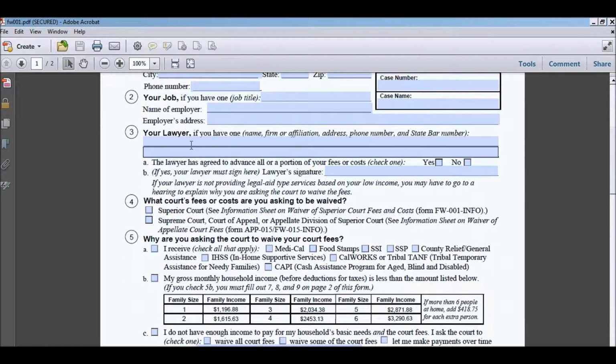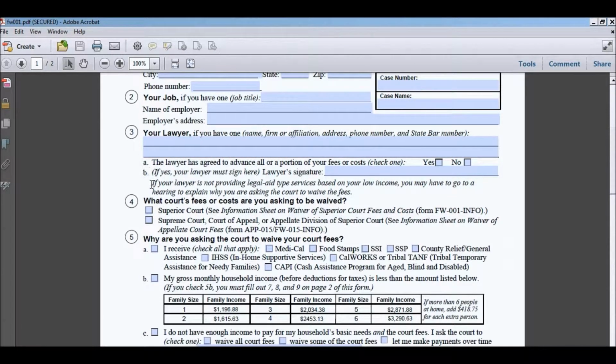For number 3, if you have a lawyer, you don't have to have one, but if you have a lawyer, go ahead and put down his or her name, firm, address, phone number, and bar number. You don't have to have a lawyer in order to get a waiver like this, but if you do, the courts are going to want to know who that lawyer is.